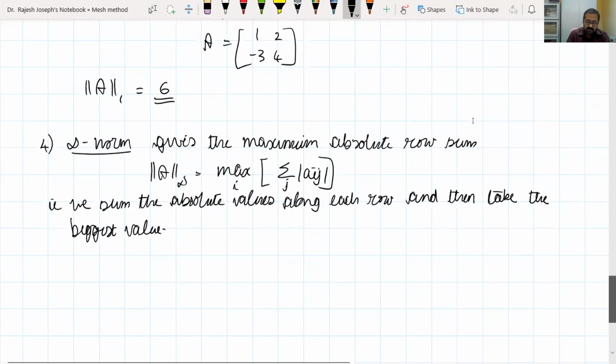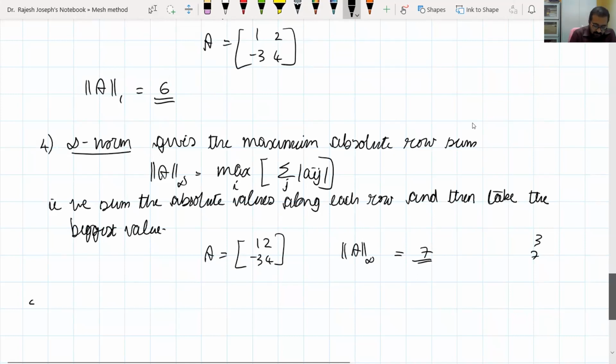Again for this example, A equal to 1, 2, minus 3, 4, what is the infinity norm? The infinity norm is 7. You take the absolute values of the elements in each row and add them up. Here, what will you get? 3 and 7. So the maximum of that is nothing but 7.